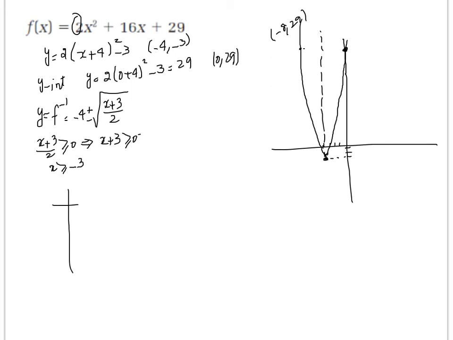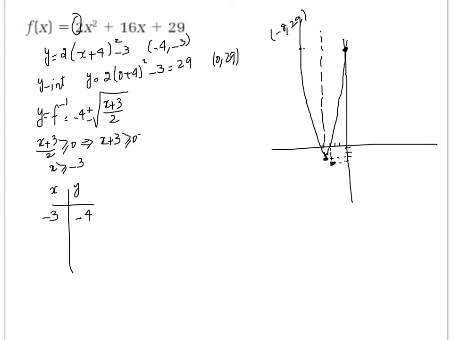So let's find a couple of points here. If x is negative 3, x plus 3 is 0, 0 over 2 is 0, so we get negative 4 plus or minus square root of 0, which is 0. So the first point is if x is negative 3, y is negative 4. So this is our vertex now.